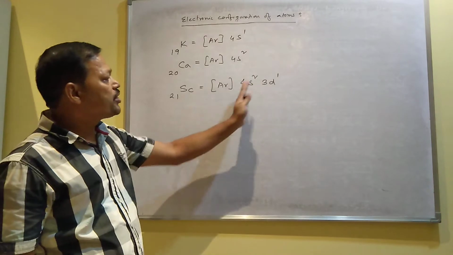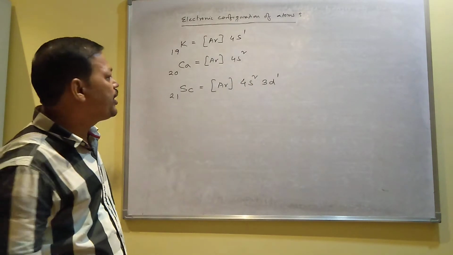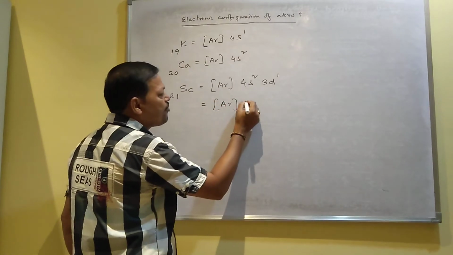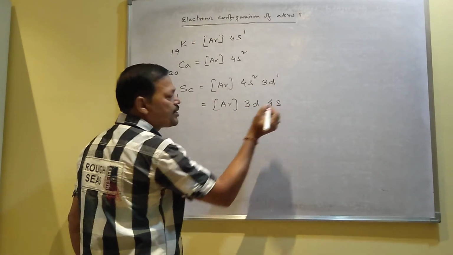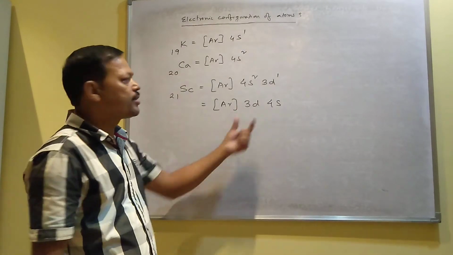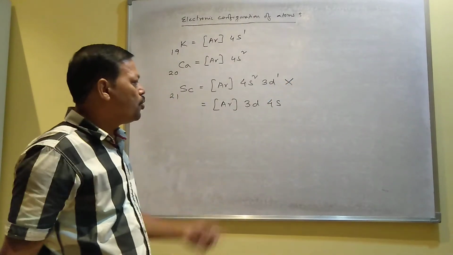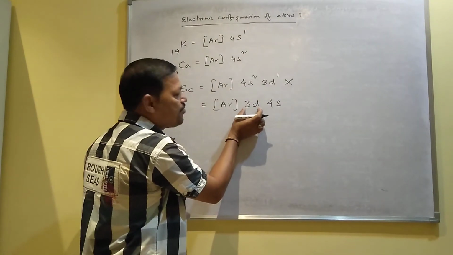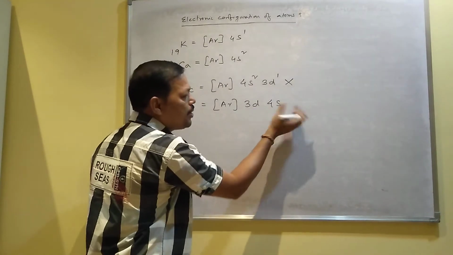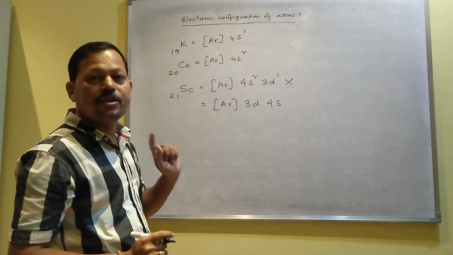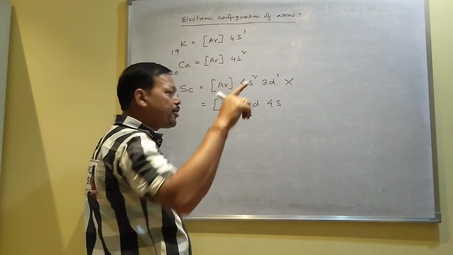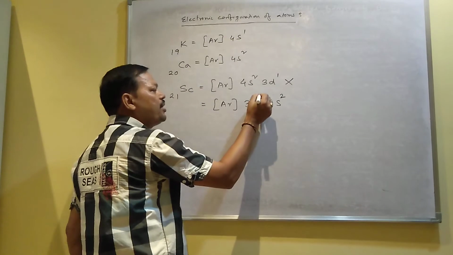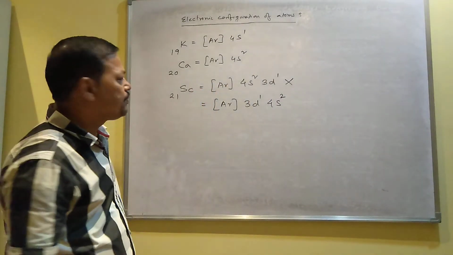But when you write the configuration like this, in the exam you don't get the marks. Why? When you write the configuration, first you write 3d, then you write 4s. Always write like this. Don't write it the other way. When you represent it in terms of shells, 3d is present in the third shell, that's why you write it first. 4s is present in the fourth shell, that's why you write it last. But when you enter the electrons, the entry is according to the above principle. You have to enter in 4s first, after that you enter in 3d.